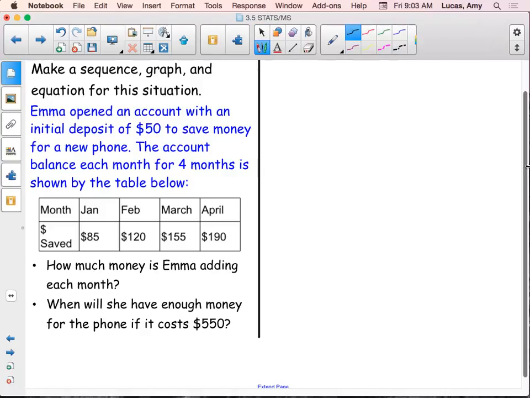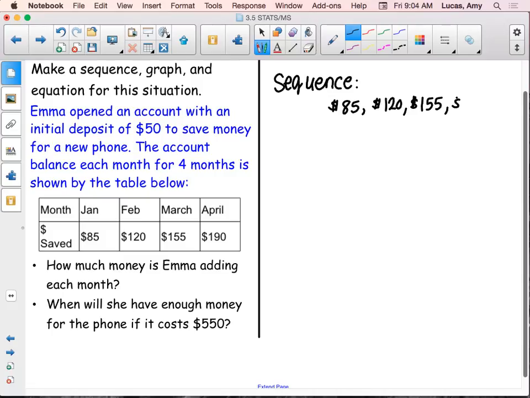So I'm going to start with my sequence. In my sequence, I could take the values from the table. It looks like this. Okay? Now, I'm going to go back to my word problem, and I'm going to think about this $50. In my sequence, if she had an initial deposit of $50, and then this is the account balance each month for the next 4 months, $50 needs to be the first term in my sequence. Because she started with $50, so that would be the value for x equals 0. Then after 1 month, she had $85. After 2 months, $120. After 3, $155. And after 4, $190.